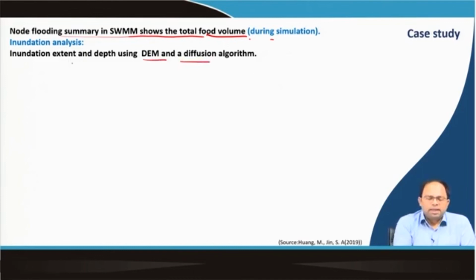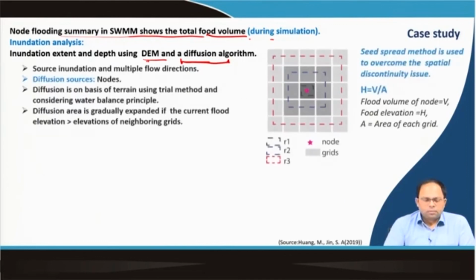Of course, this depth and extent will be influenced by the DEM of that particular area, but a new diffusion algorithm was utilized in this particular work. So, how does it look? Source inundation, that means at each node there was excess water, and this needs to be spread. So, multiple flow directions were considered.